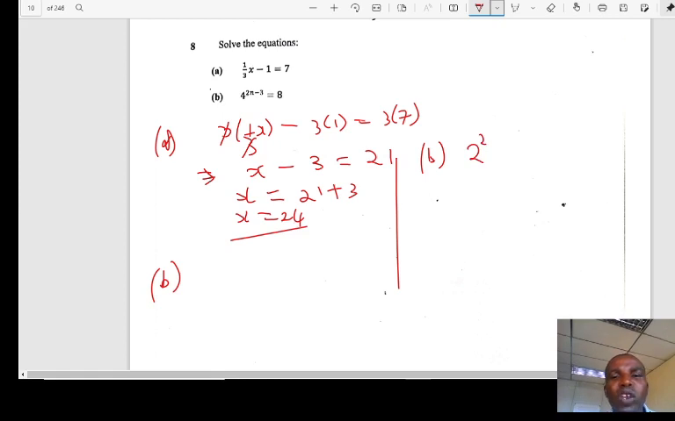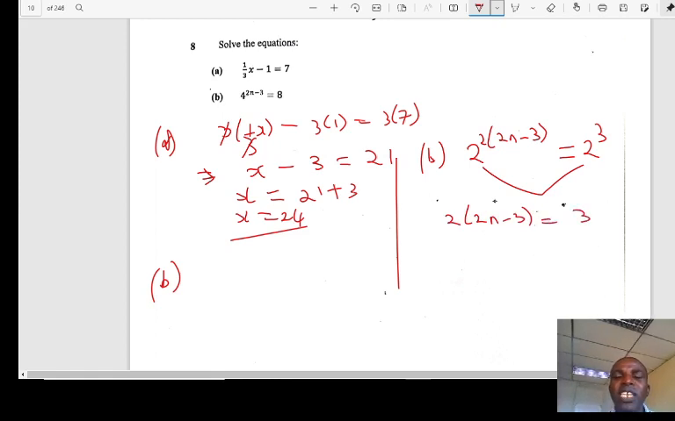So 4 is 2 to the power 2. Then there was a power already there, so you just write it as it is. Then 8 is 2 to the power 3. Same base means the powers are equal, so you just equate the powers: 2n minus 3 is equal to 3. Just ignore the bases because they are the same. Equate the powers, then remove the brackets: 4n minus 6 is equal to 3.